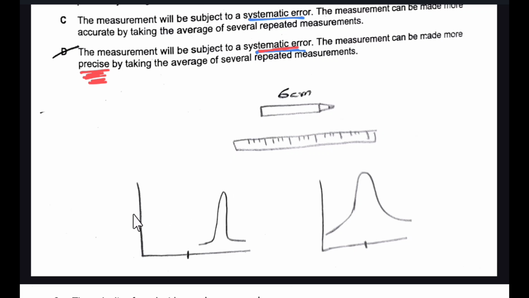So if we consider this diagram, we can see that our measured values are within this range, so this is precise. But it is not close to the original value, so it is inaccurate. So by using the ruler, we get this type of graph, which is precise but not accurate. So the answer would be D.